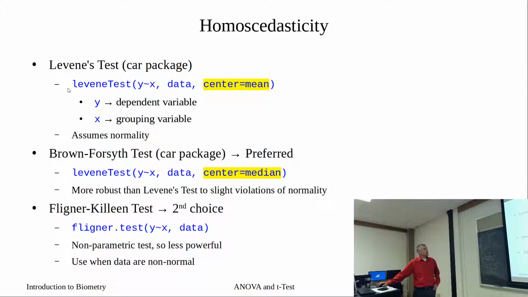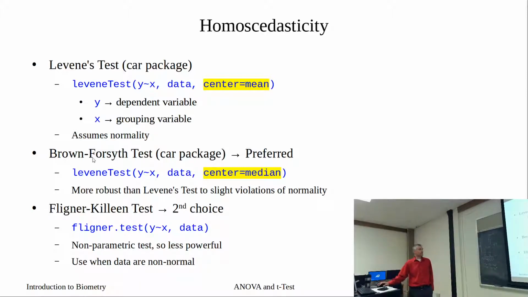So Levene's test is leveneTest. Note your capitalization of the T. In order to run the Levene test, we're going to use our formula. So y is a function of x. In this case, we're going to use our weight as a function of group. And the center that we're testing around is the mean for the Levene test. Now this assumes normality, and we're testing around the mean. I don't really like it because it's not as robust to these slight variations of normality.